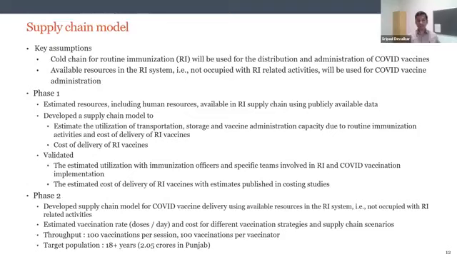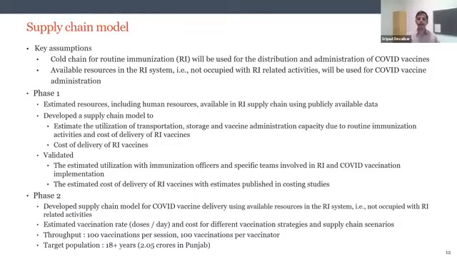And once we had an estimate of the resources available, we developed a supply chain model in terms of how the vaccines move through this cold chain. So what are the different stages involved? What is the frequency at which routine immunization vaccines move across these different stages? And what the storage capacity available is and the storage capacity required is. And so we estimated the utilization of these resources for the delivery of routine immunization vaccines. And also, therefore, what is the cost incurred for the delivery of routine immunization?